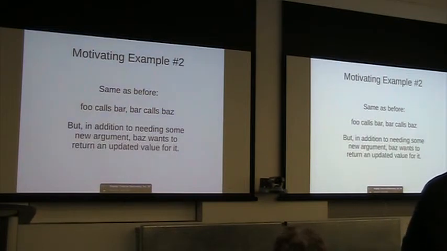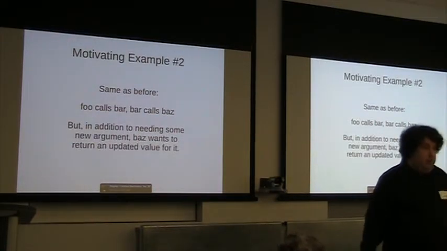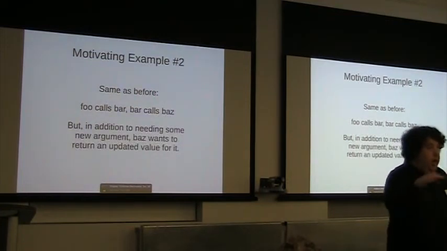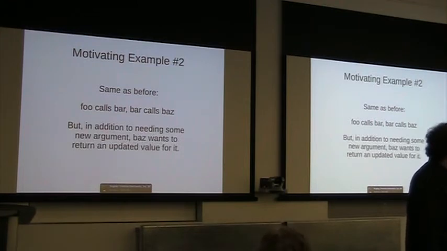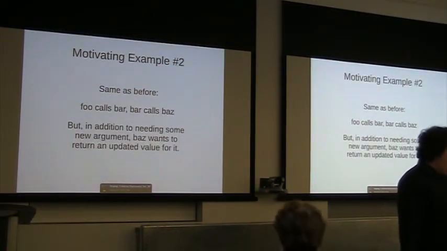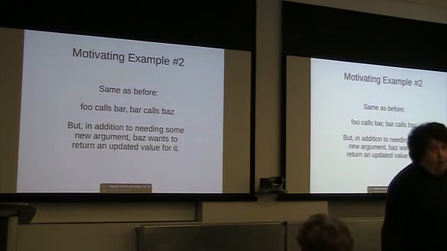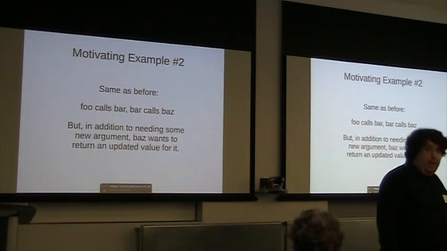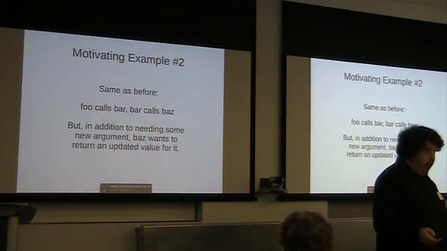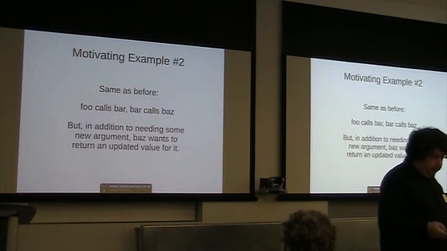This one will be much shorter because it's basically exactly the same stunt, except instead of just passing a value in, Baz wants to return an updated value for it. So not only will Baz be reading this, but Baz will also be returning a new value. This is very common in functional programming languages because with immutable data, you have an immutable map of keys to values. If you want to add a key value binding to a map, you get a new map, which is the old map plus the new binding. So if the magic value is a map and Baz just wants to add a binding, it needs to be able to return here is the new map. Now this is not as inefficient as it sounds for various reasons, but that's not this presentation.